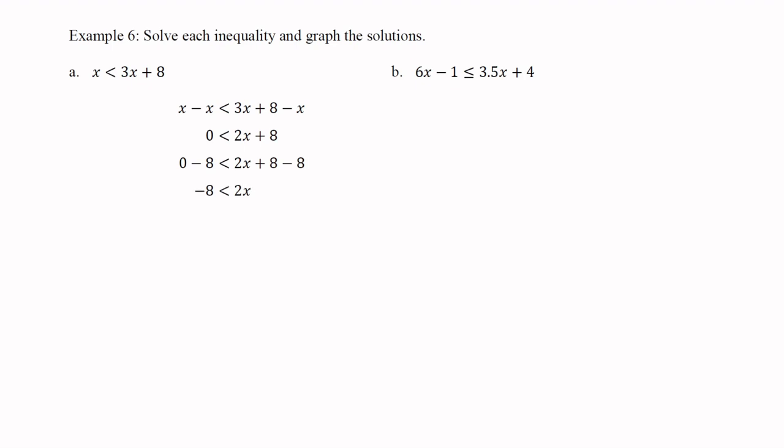That gives us negative 8 is less than 2x. And then finally, dividing by 2 is going to give us negative 4 is less than x, which you can now flip as x is greater than negative 4. And there it is graphed for you.